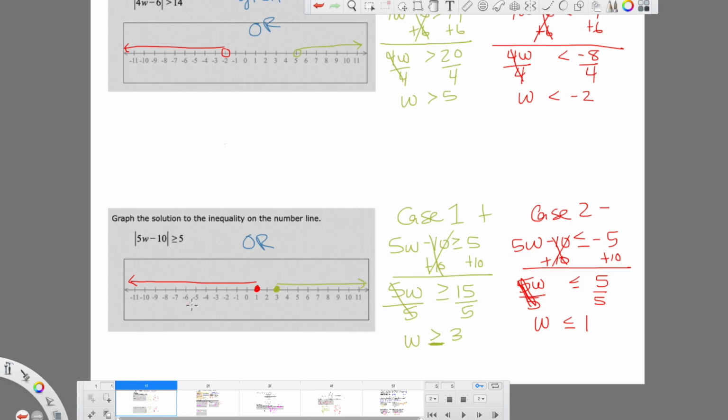So if you have an absolute value that starts with less than or equal to, then you're going to have an AND statement, because it has to be less than that amount. It kind of gives a maximum limit instead of a minimum limit.